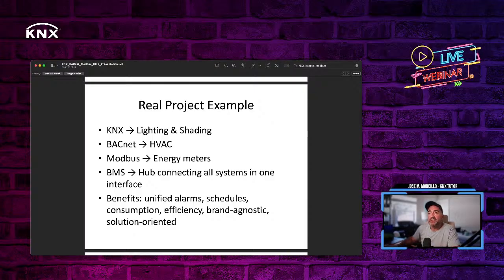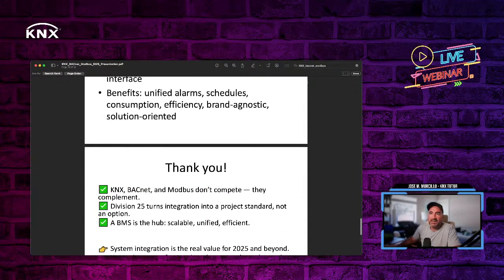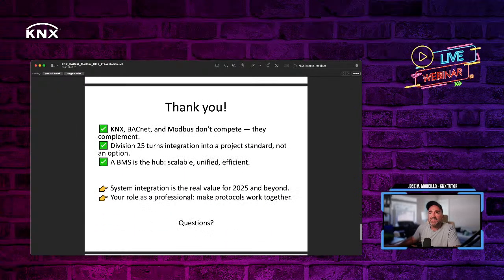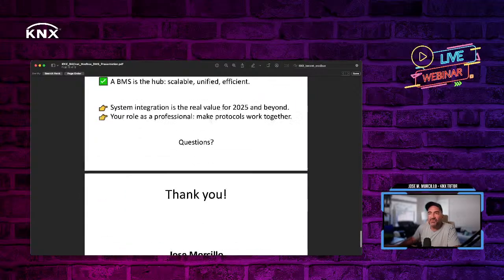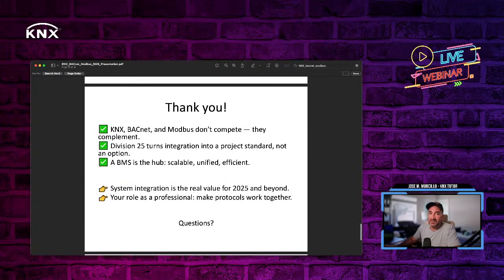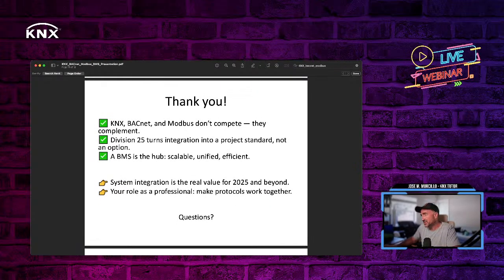Okay, so this could be an example of a real project. So I have to say, KNX, BACnet, and Modbus, they don't compete with each other. I've seen many projects and many of you are asking me. I get many inquiries: Jose, I have a fan coil, or I have an installation that is using BACnet and I want to use KNX. Wait. Maybe you don't need to change everything into KNX, okay?